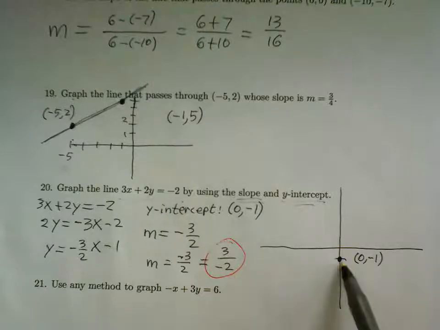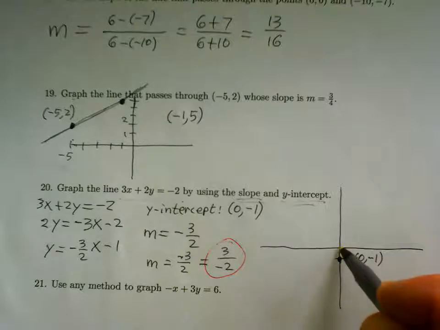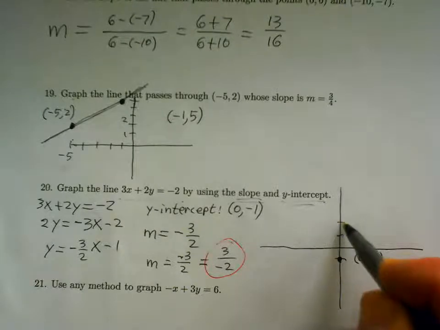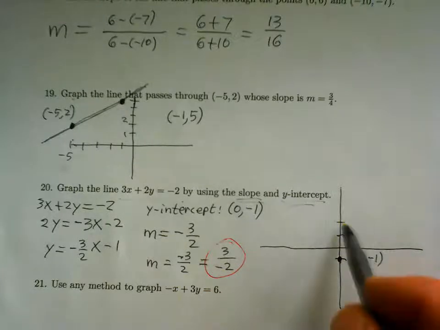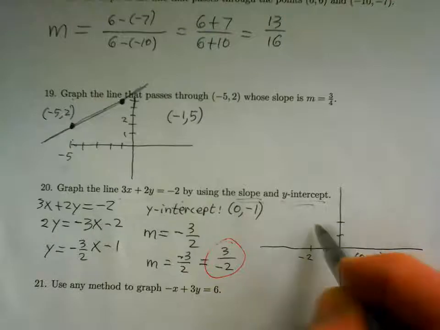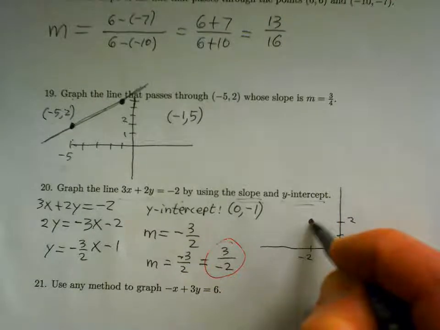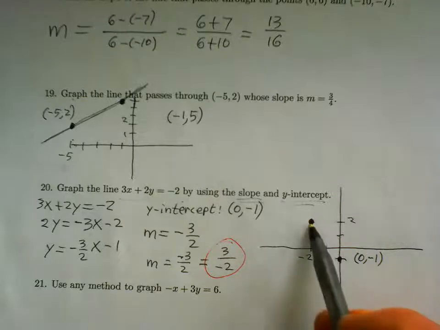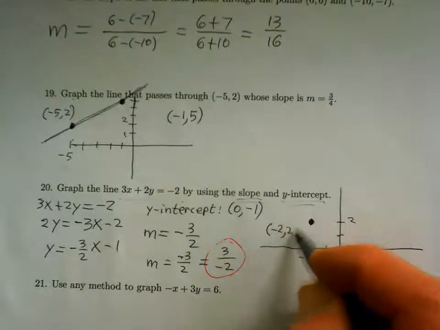So from this point, 0, negative 1, if I rise 3, I move up 1, 2, 3. And the run is negative 2, so that means from here I move to the left 2 units. So I'm at this point, and the ordered pair for that one is negative 2 for x and 2 for y.